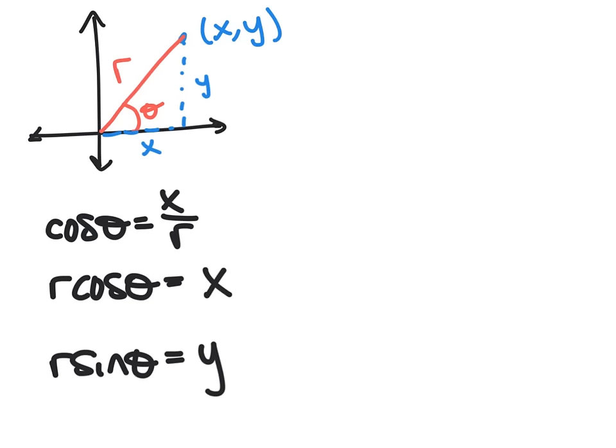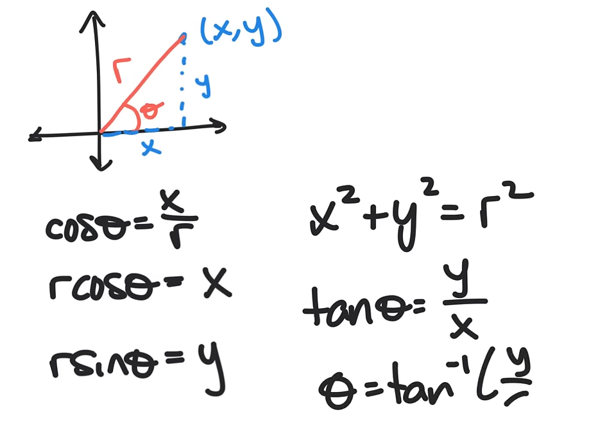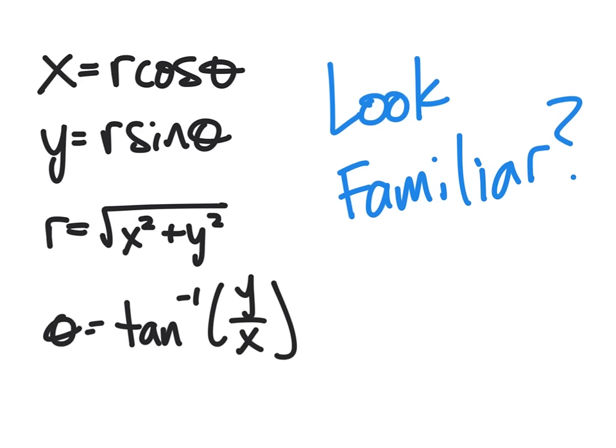Now hopefully this is starting to look a little bit familiar. We could also find r if we knew x and y by saying x squared plus y squared is equal to r squared by the Pythagorean theorem. And to define this theta, we could say that the tangent of theta was equal to y over x. So theta is just the inverse tan of y over x. This look familiar at all? Hopefully so, because this is exactly what we use for vectors.